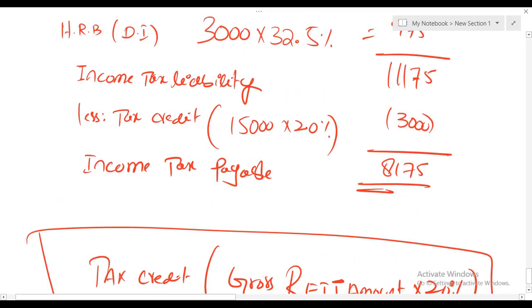If I have a total income tax liability of 11,175 and I have already paid 3,000, I am left with 8,175, which is fair enough. Because the tax which I have already paid in advance, obviously I have to deduct that tax.